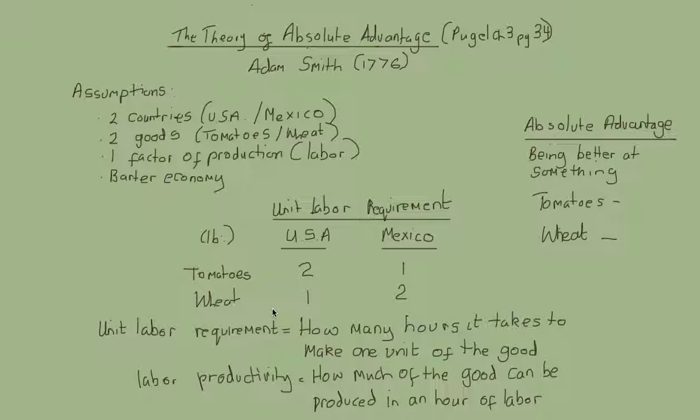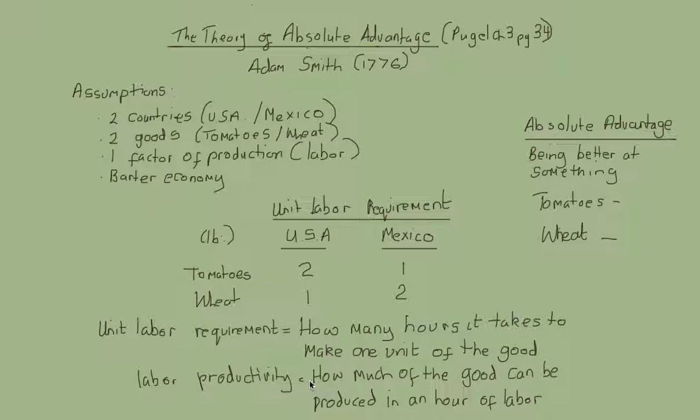And the opposite is true in terms of productivity. In the US, in the wheat industry, it takes 1 hour to make a pound of wheat, and it takes 2 hours in Mexico to make a pound of wheat. So the unit labor requirement is how many hours it takes to make 1 unit of the good.